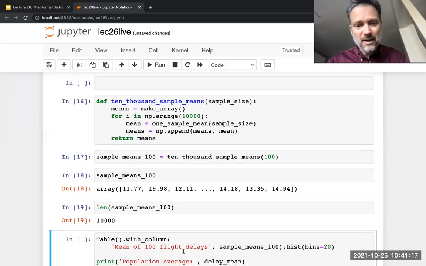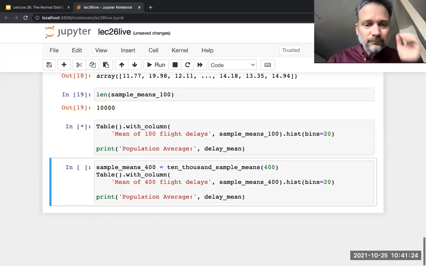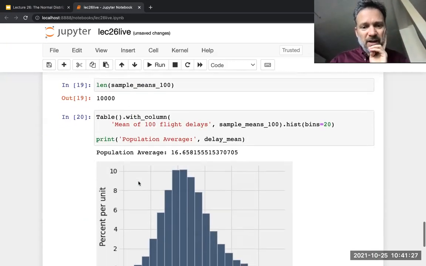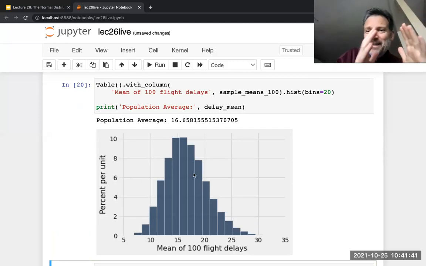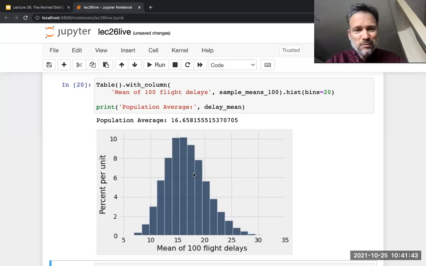So let's histogram that. I'm going to put that into a table so that I can use the hist method to draw a histogram. And we get a histogram that looks like this. Does this look like a bell shape to you? Yeah, approximately. It's a little bit of a leaning bell, but it basically looks pretty close to a bell shape. Where is this bell shape centered?